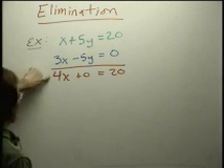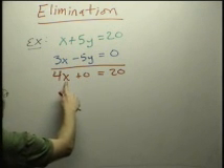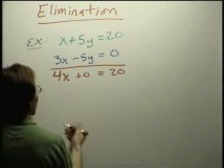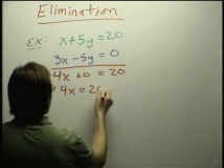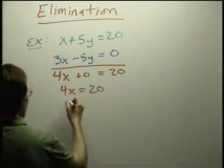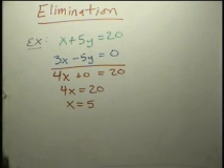Look at that. I get an equation that has only x. y has vanished. And I don't really need that plus 0. This is 4x equals 20. And this is easy to solve. Just divide by that coefficient. We get x equals 5.